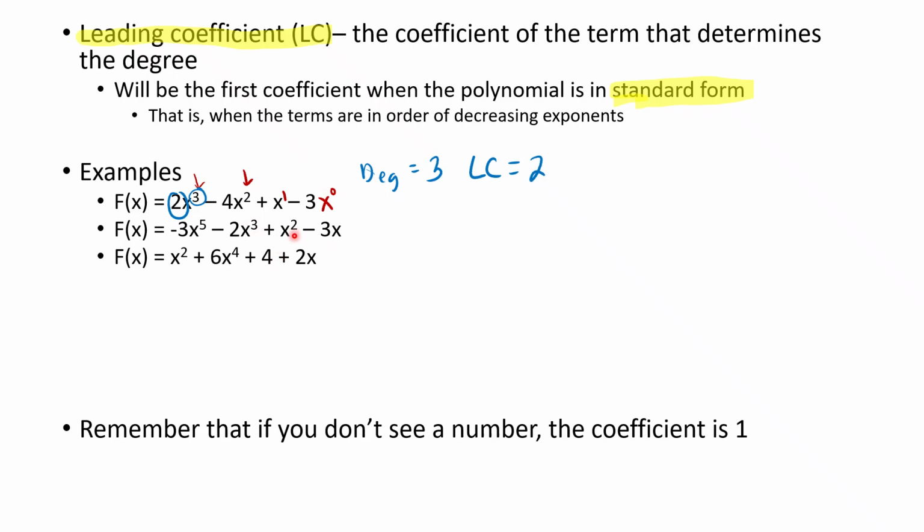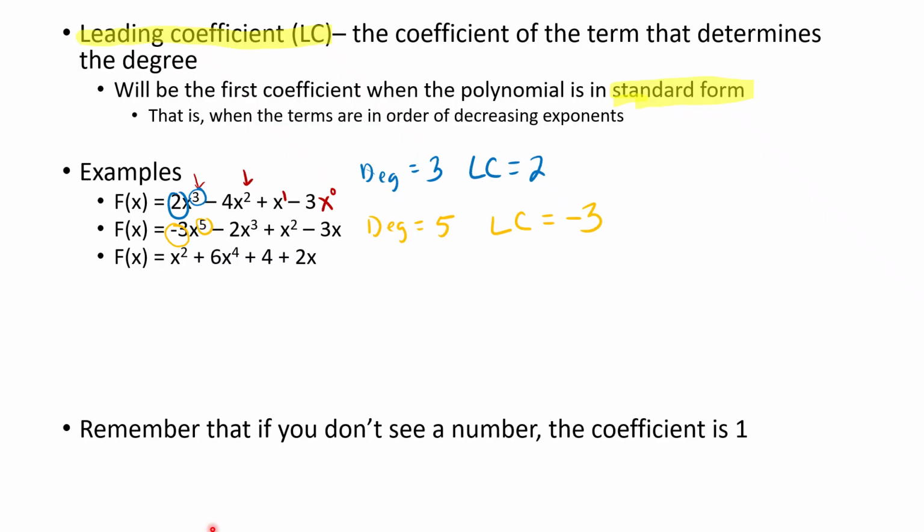Then we have the 3, the 2, the 1, and in this case, the constant is missing. But the highest exponent is a 5, and the coefficient that goes with that is the -3. So in this one, we would say the degree is 5, and the leading coefficient is -3.